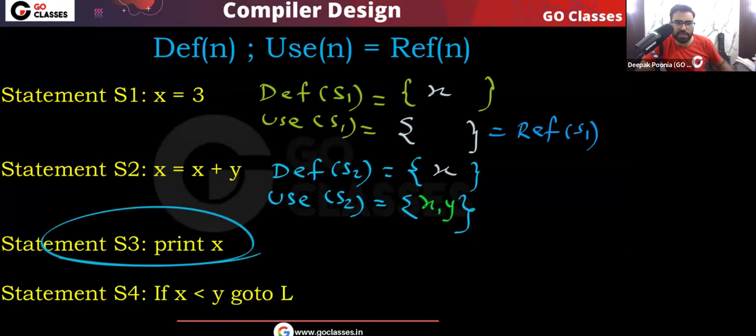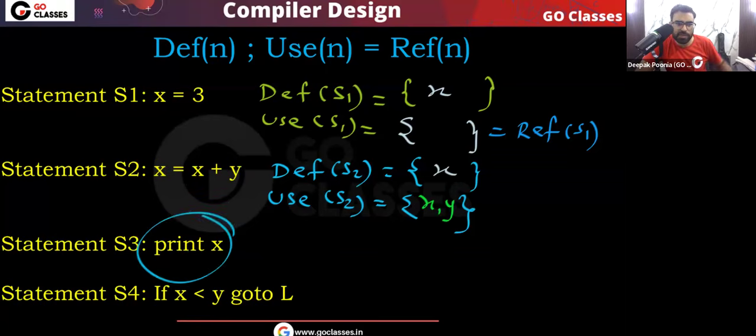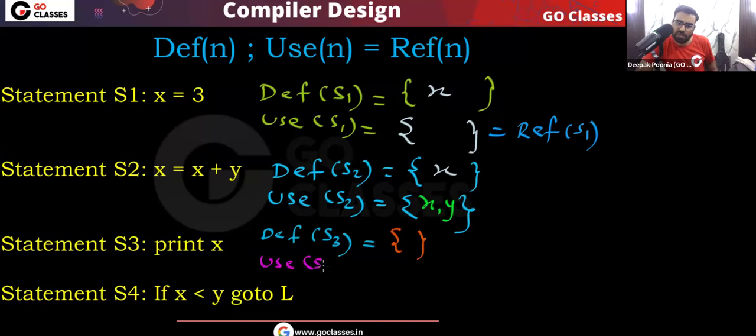Okay, what about this statement s3? In this statement s3, that is print x, we are printing x. So tell me, is there any variable that we are assigning or defining? Is this statement s3 assigning any variable? No, nothing. So remember, the def of s3 will be the empty set. What about use of s3? Which variables are used by this statement s3? We are using variable x. Okay, very simple. We are printing variable x means we are using the variable x, but we are not defining or assigning any variable. We are not writing anything here. We are reading this variable x.